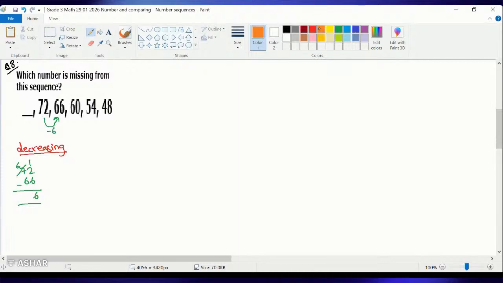Let's check for the next one. 66 minus 60 should also be equal to 6. That means it is a constant difference, a difference of 6. Then the first number should be 6 greater than 72, right? So 72 plus 6 would be 78. That means the first number of the sequence was missing and it comes out to be 78. That is the correct answer.